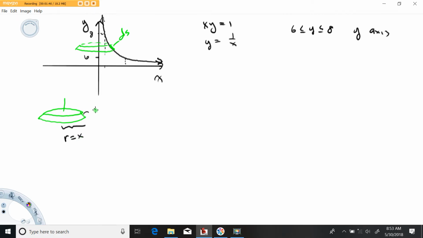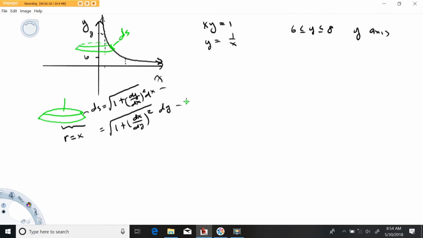This dimension is the ds, which is equal to the square root of 1 plus dy dx squared times dx, or we could also write it as the square root of 1 plus dx dy squared dy. Depends on which one you try to set the integral up with respect to. It doesn't really typically matter.